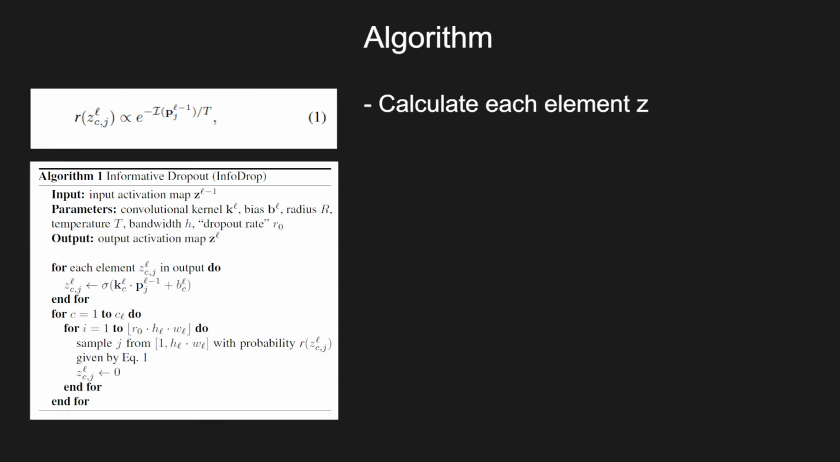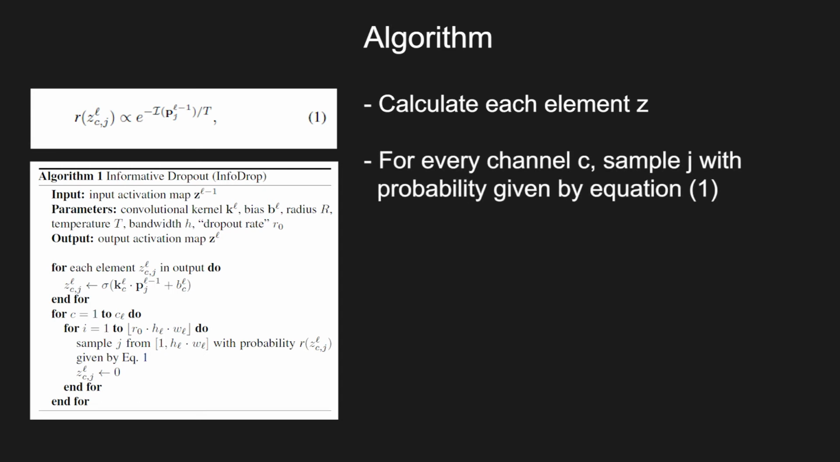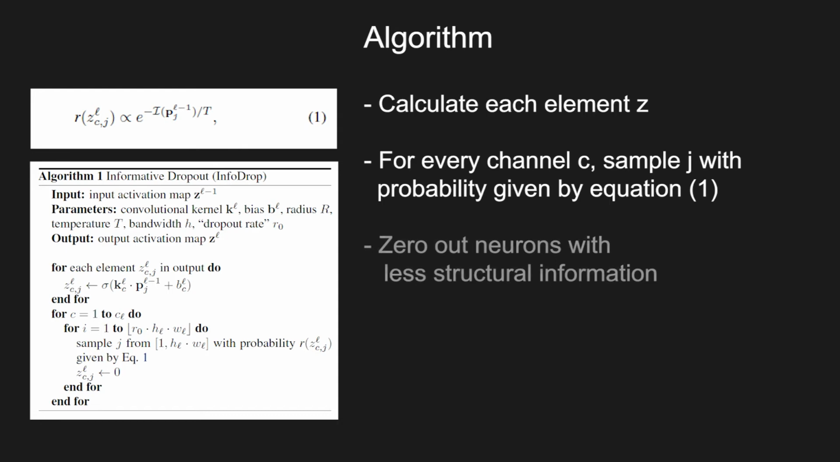The pseudocode shows the algorithm of InfoDrop. First, each output set, which denotes the jth neuron in the cth channel dimension, is calculated. Once the output features are obtained, we iterate through each channel dimension C and calculate j with the dropout probability given by equation 1, and zero out neurons that contain little structural information.